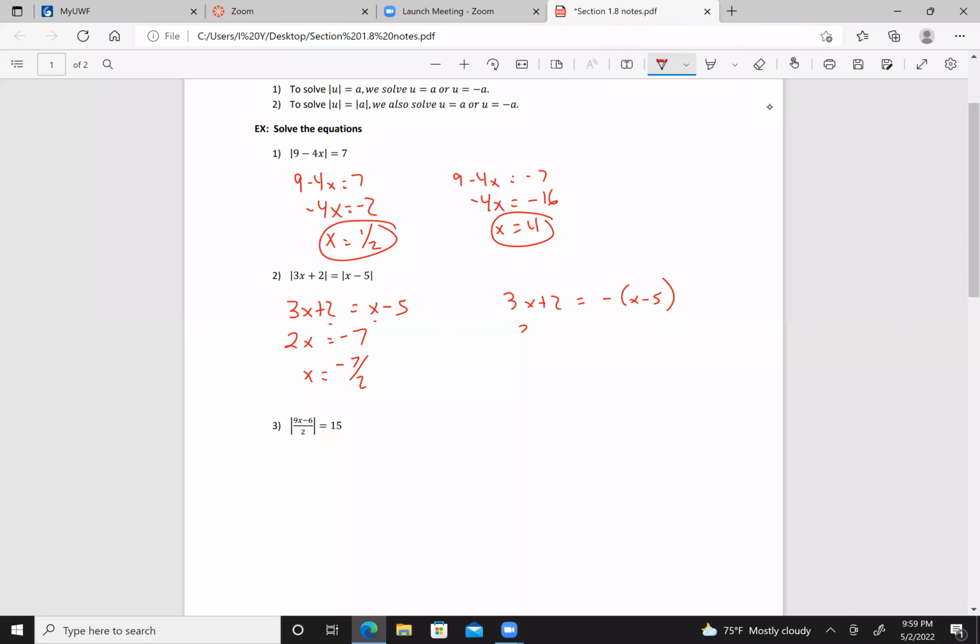Here we need to distribute this negative. So we have 3x plus 2 equals negative x plus 5. Add the x to both sides, I get 4x. Subtract the 2, equals 3. x equals 4/3.